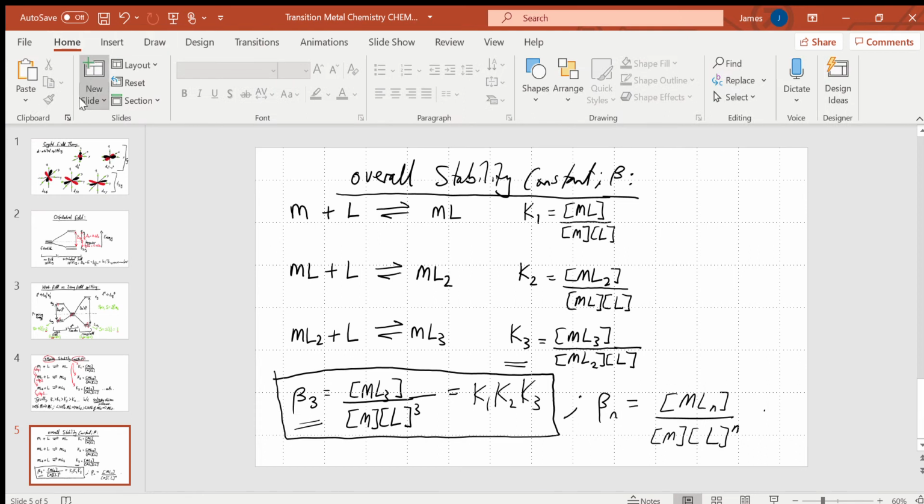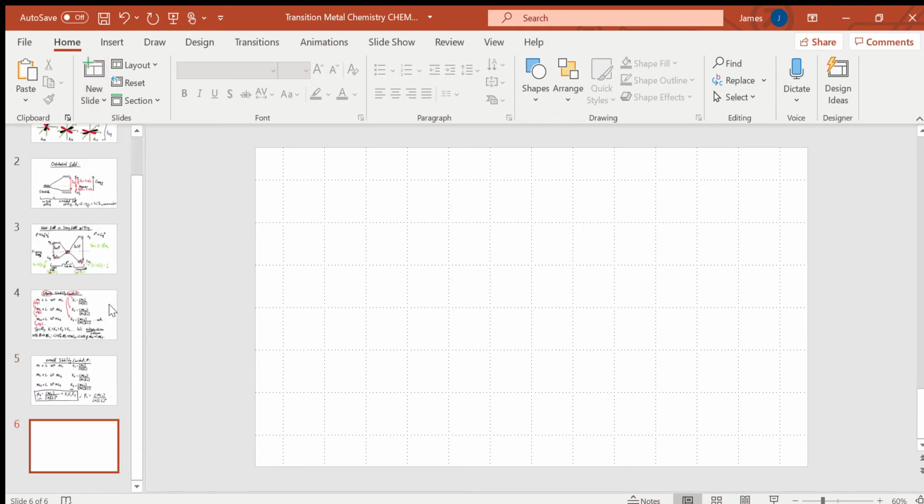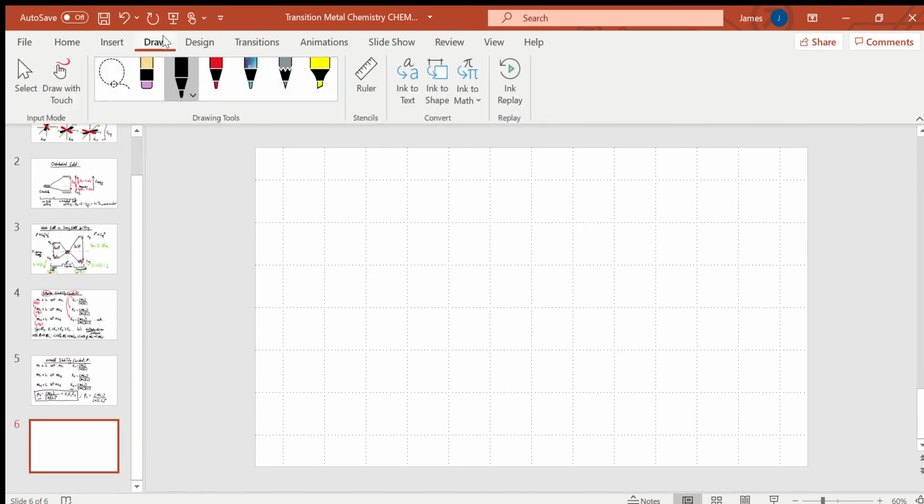Okay, let's look at an example. Let's look at a specific example. Okay, so we're going to look at Bronsted-Lowry acidity of the hexaaqua ion.